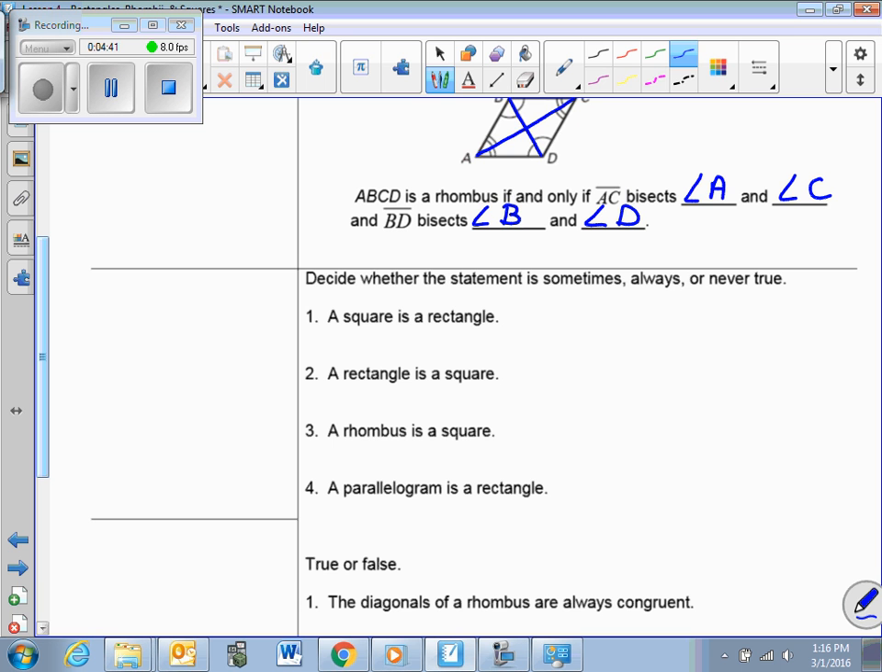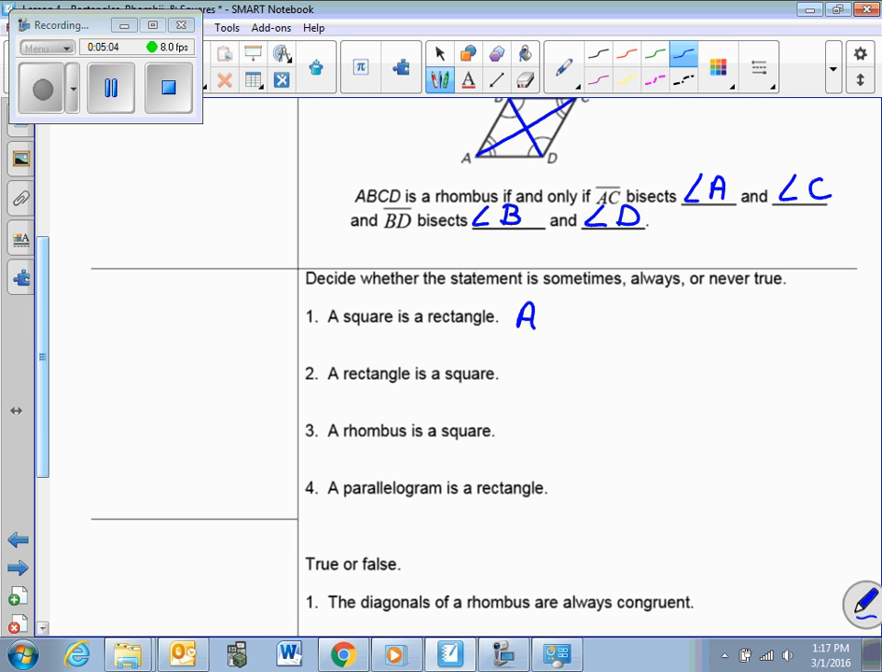Okay, let's decide. Here they are. Let's decide whether the statement is sometimes, always, or never true. This would be a great place for you to pause the video, answer these questions for yourself, and then turn the video back on and see if you got them right. A square is a rectangle. Is a square a rectangle? Sure. And it always is. A square is always a rectangle.